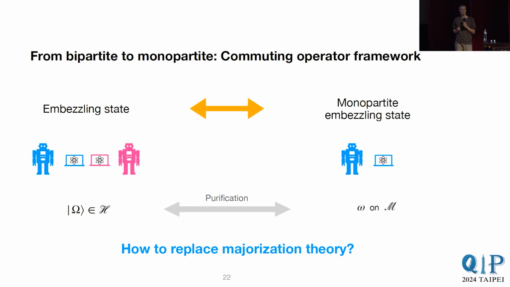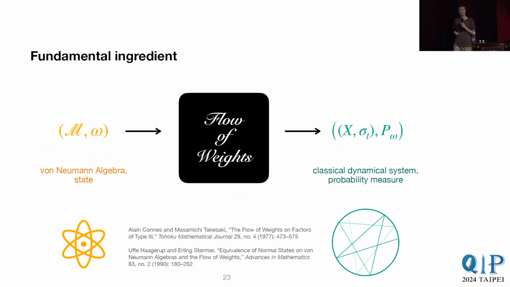In the semi-finite case, we could use majorization theory. But from the table that Henrik just showed you, it is clear that we actually have only embezzling states in the type 3 case. So actually only embezzling states in the cases where we cannot use majorization theory. And the tool that we will use to replace majorization theory is called the flow of weights. The flow of weights was discovered by Alain Connes and Takesaki. It's a math result, which is very, very beautiful, actually. And we'll treat it here as a black box, like literally a black box.